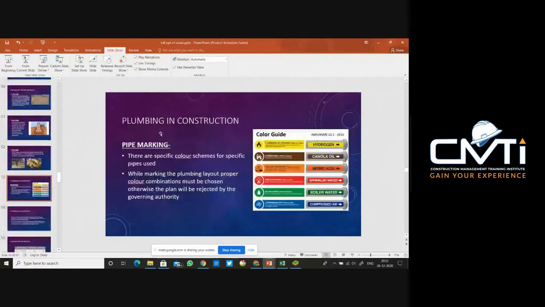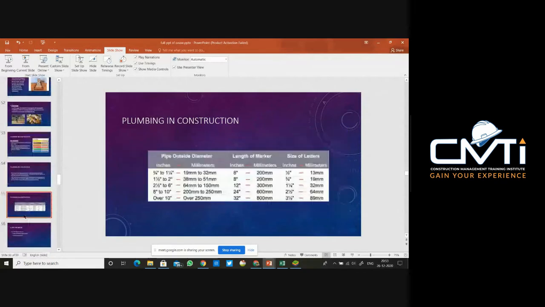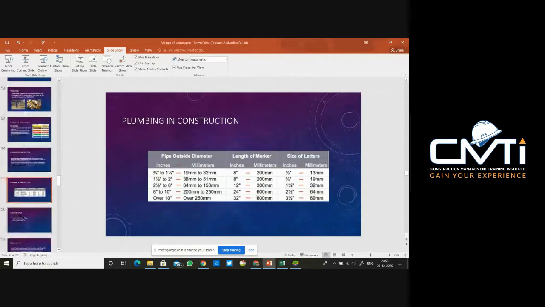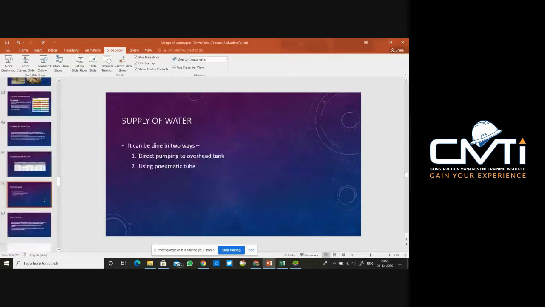Then there are some important specifications in plumbing. There are some particular colors mentioned here. This color code should be used while you are preparing a layout for the plumbing. And there are certain things, that is, what are the size of the letters which are to be marked. So it is clearly mentioned. You can take a screenshot of this. Then I will skip some slides.